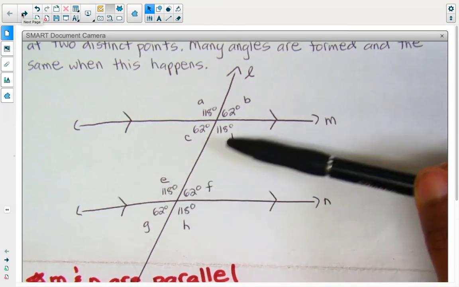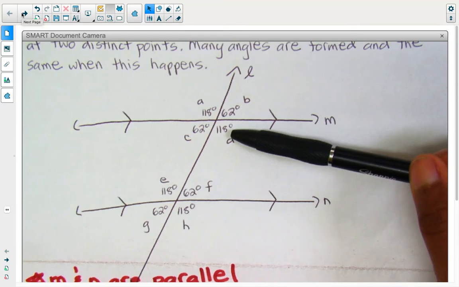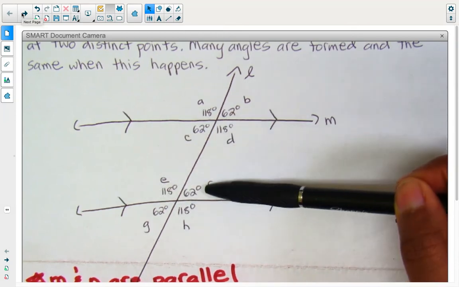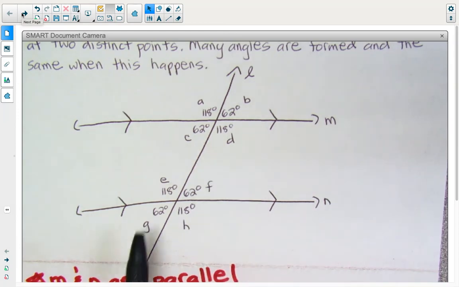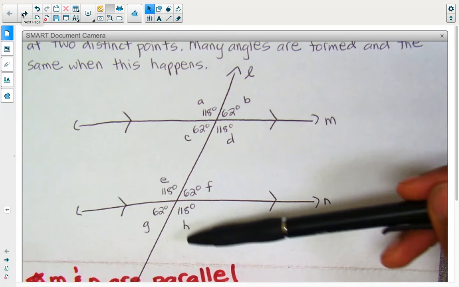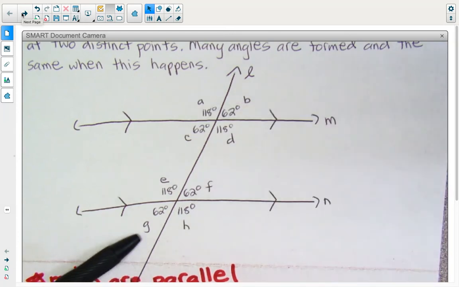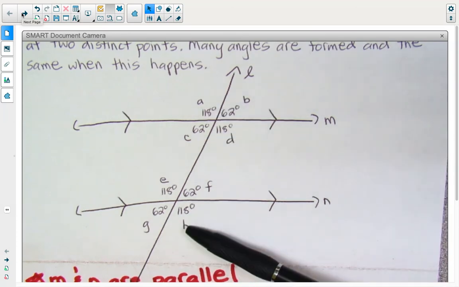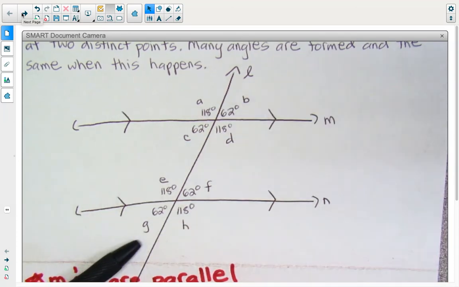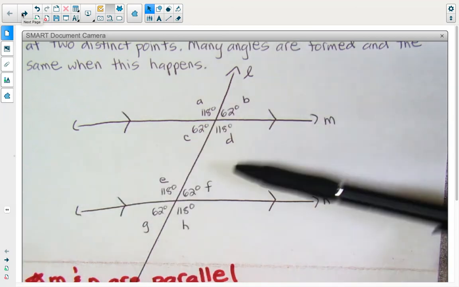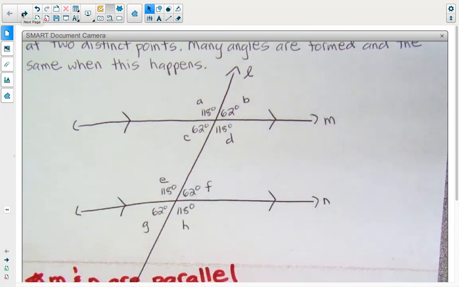D and E are also alternate interior angles. So if these are the four inside, that means that A, B, G, and H are the outside angles. So A and H are alternate exterior angles. B and G are alternate exterior angles as well. And notice they are congruent to one another. A is congruent to H, B is congruent to G, C is congruent to F, D is congruent to E. So your alternate interior and exterior angles are congruent to each other.